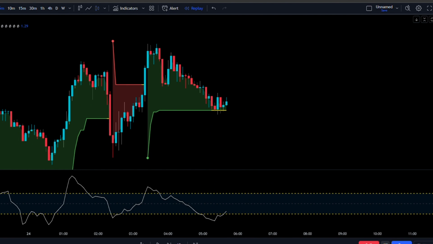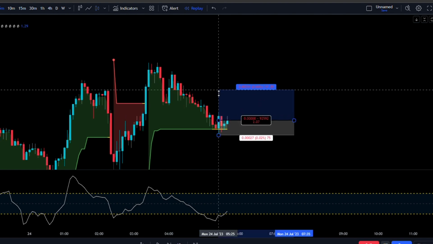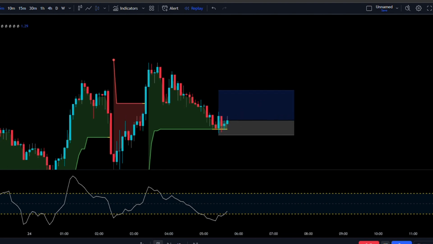So now this is being engulfed, we can take the instant execution, stop loss below the most recent swing low, and we will target a 1 to 2 risk to reward.